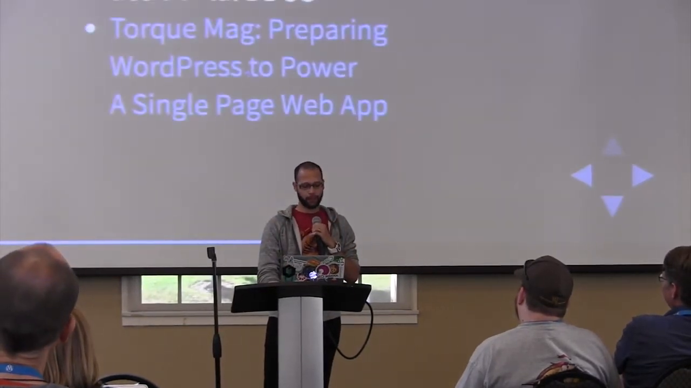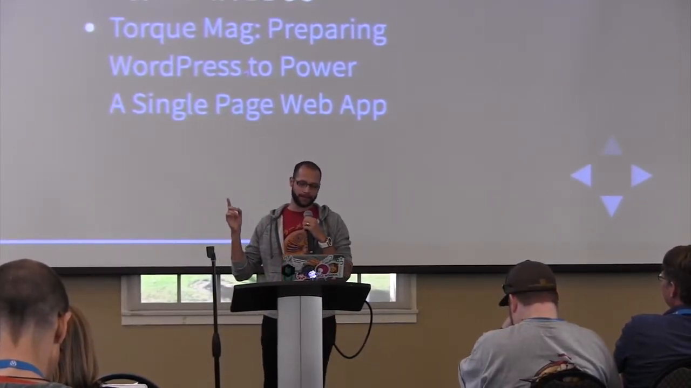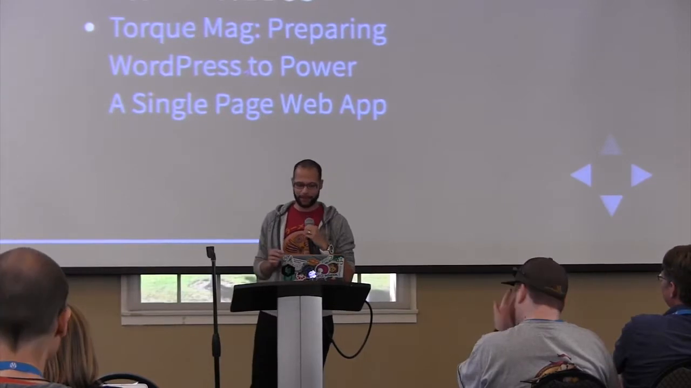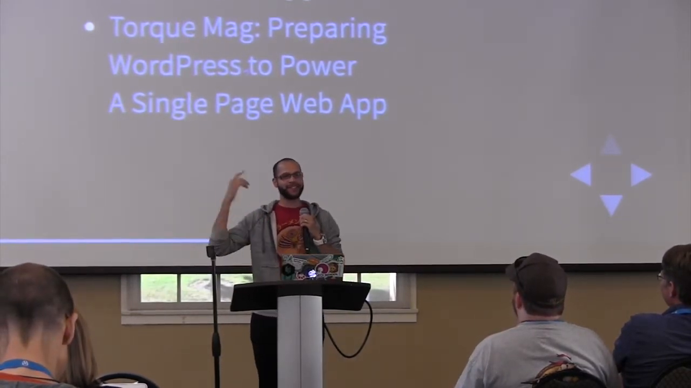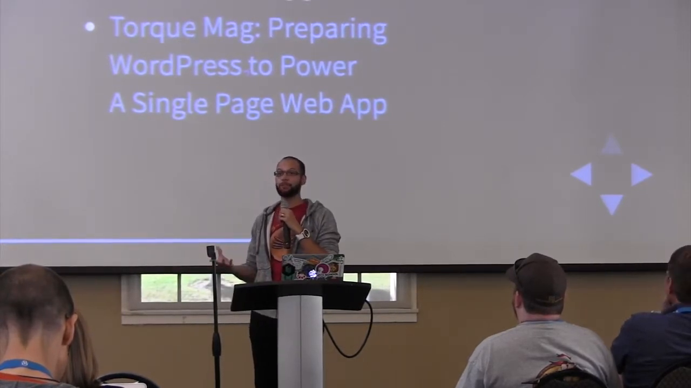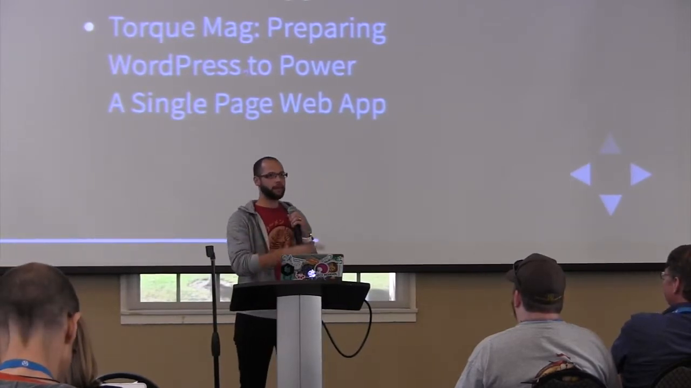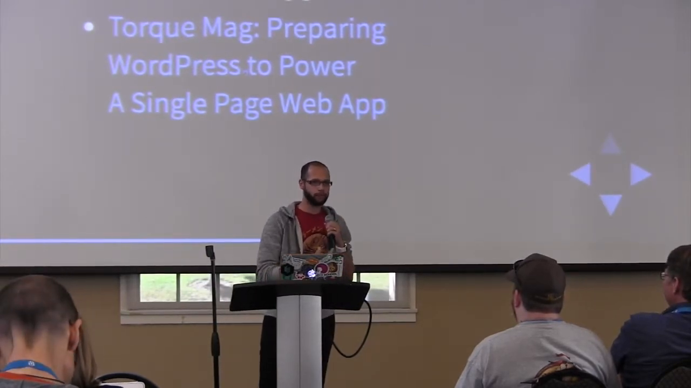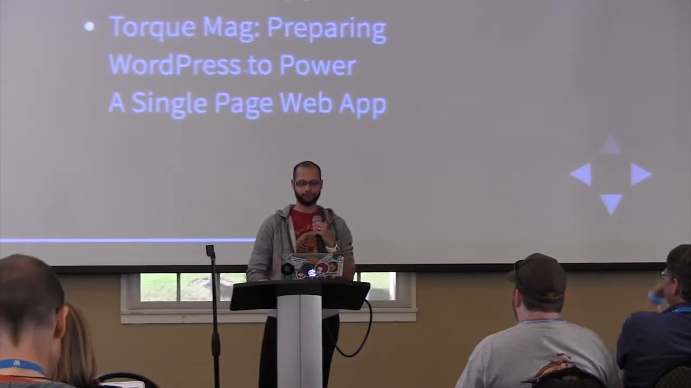Finally, Torque Magazine has a really cool article called "Preparing WordPress to Power a Single Page Web App," which I just realized has a lot of P's in it. It's a really, really great article. It goes into these things in detail. It also has some great examples of doing things like setting up an endpoint cache, where it's kind of like a transient, and the endpoint doesn't need to go through the database and compile code and process logic. It can just know that's what data you want, just grabs it and spits it right back out.